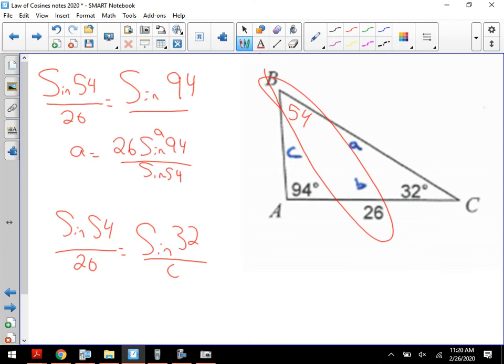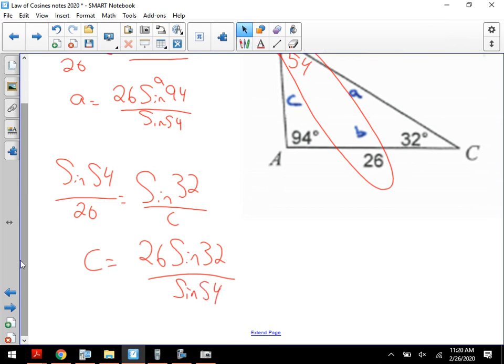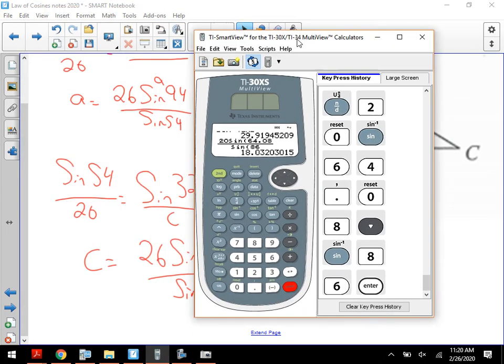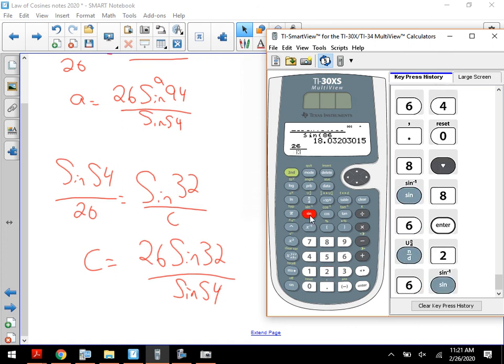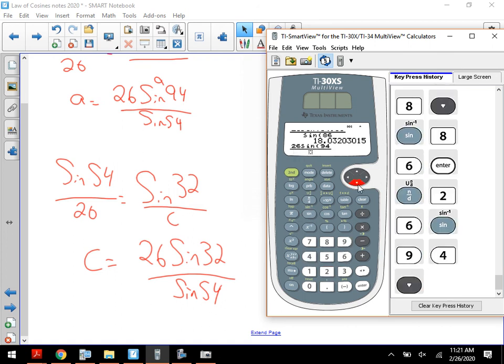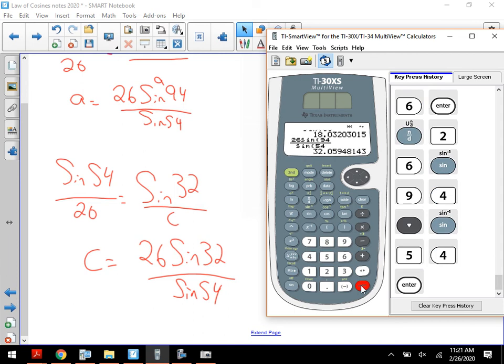Same thing down below. Exchange, change, multiply by the denominator. Excuse me. And then we go back and type it all in. Okay. Fraction bar 26 sine 94 over sine 54. 3206.